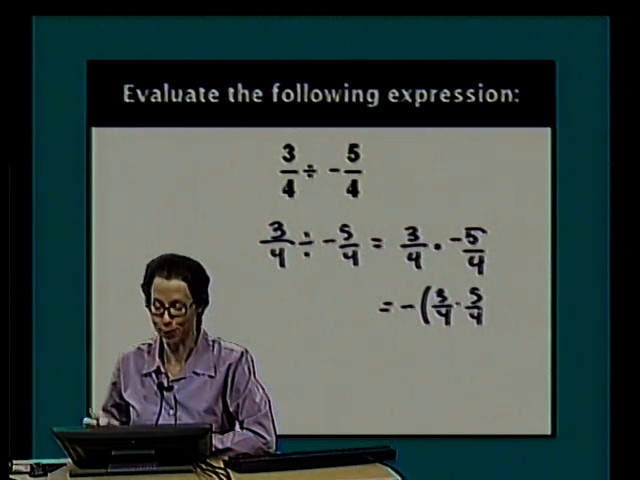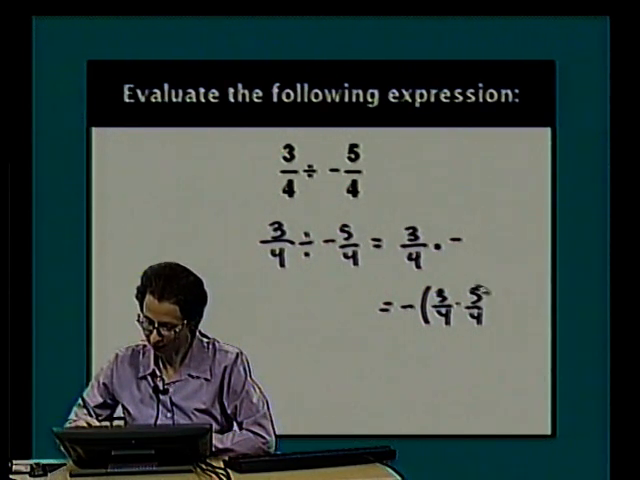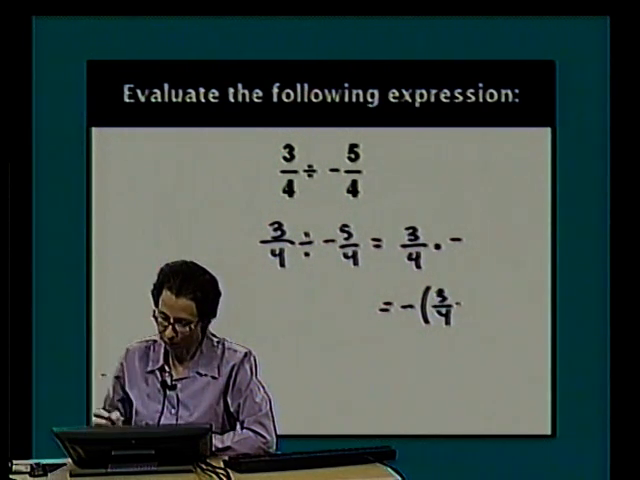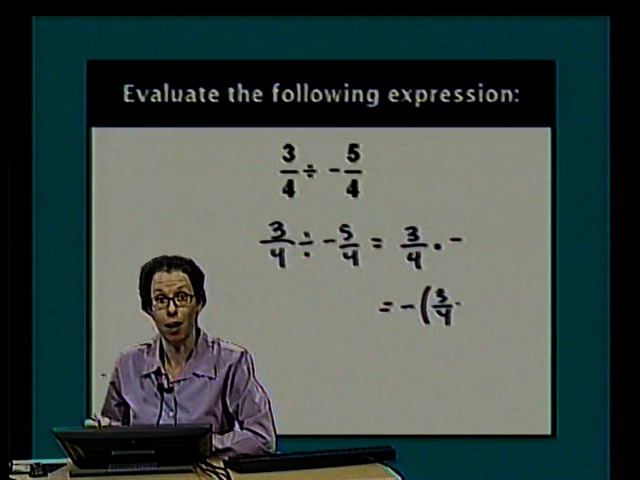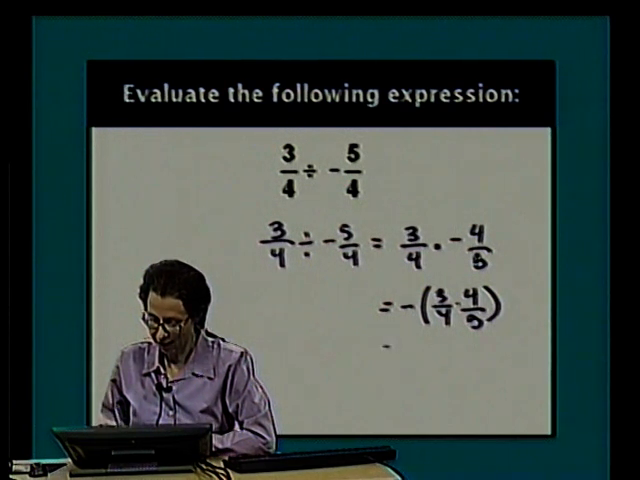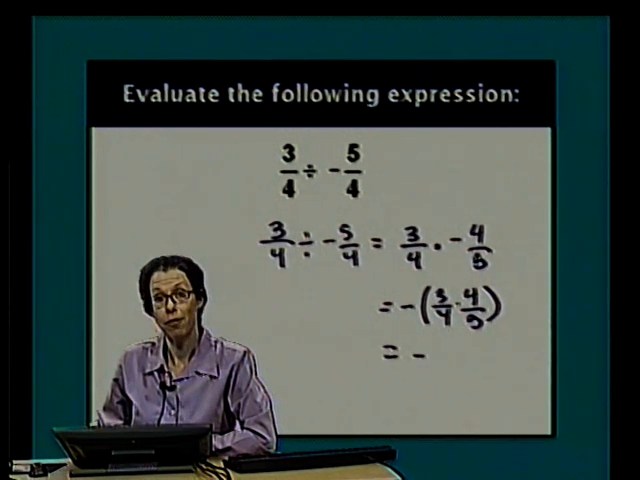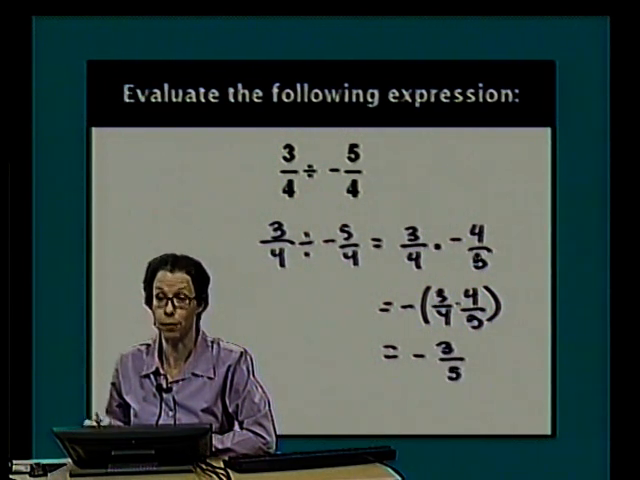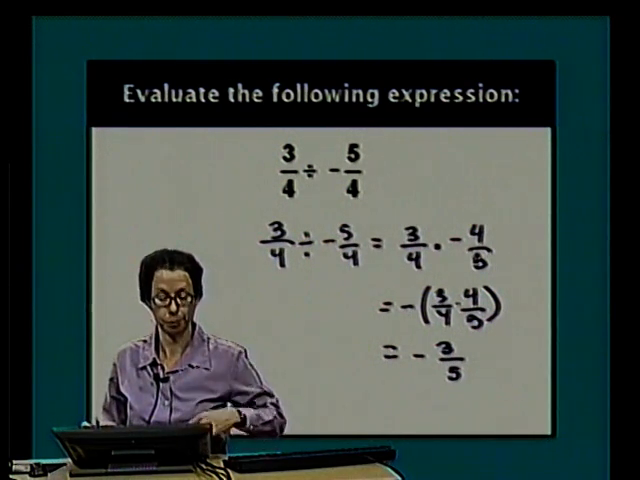I forgot to take the reciprocal of the divisor. Let me fix that. So the reciprocal of 5/4 is 4/5. And I see that I have a factor of 4 common to the numerator and denominator, and I'm left with -3/5 as my result.